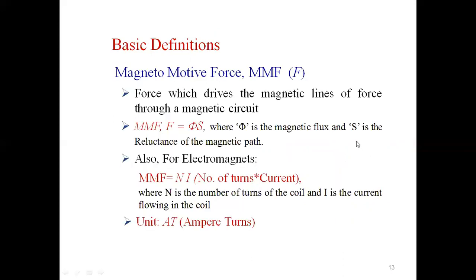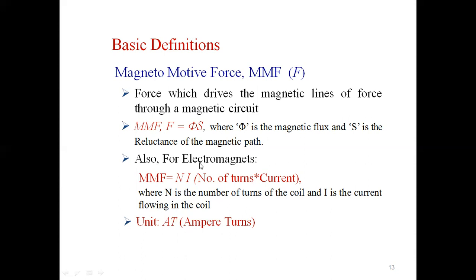Now, let us see the different basic definitions related to a magnetic circuit. Very first, an important definition is the magnetomotive force, that is MMF. This magnetomotive force is analogous to EMF, the electromotive force, in the electric circuit. The force which drives the magnetic lines of force through a magnetic circuit is called magnetomotive force. So this magnetomotive force is responsible for the production of the magnetic lines of force. The MMF, F, is equal to phi S, where phi is the magnetic flux and S is the reluctance of the magnetic path.